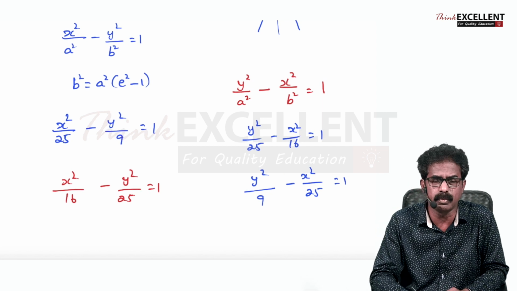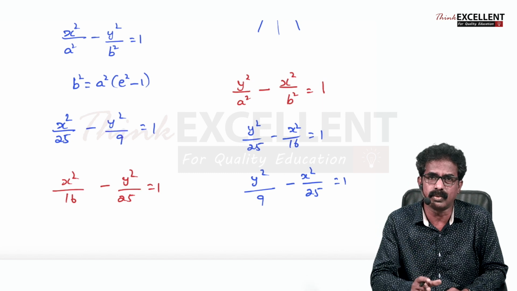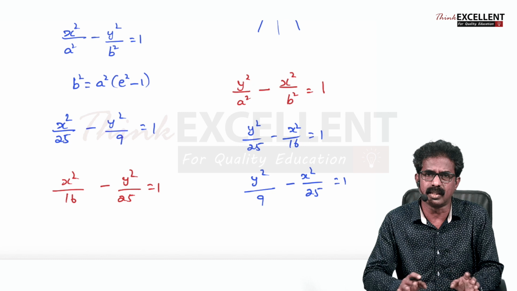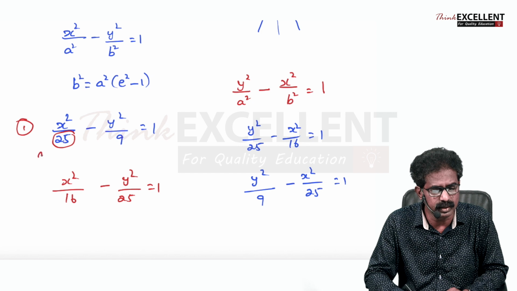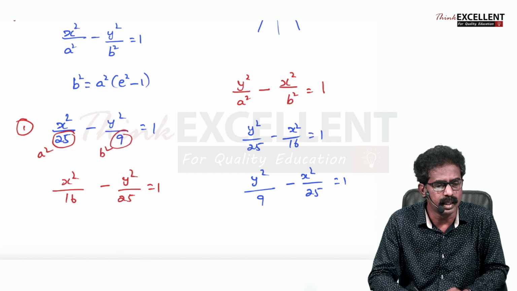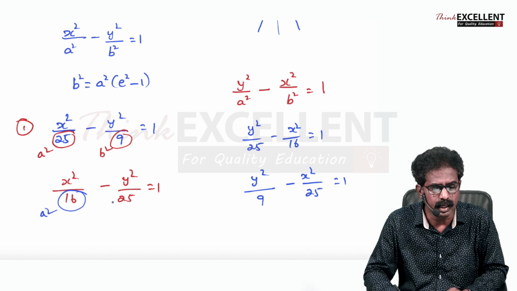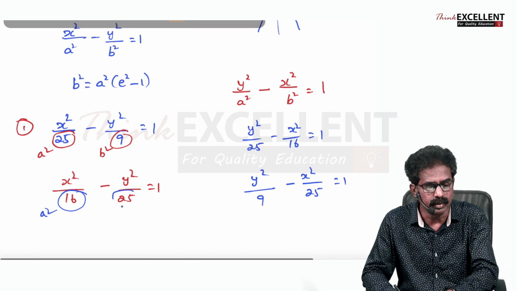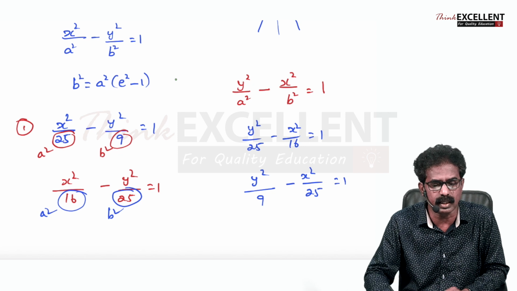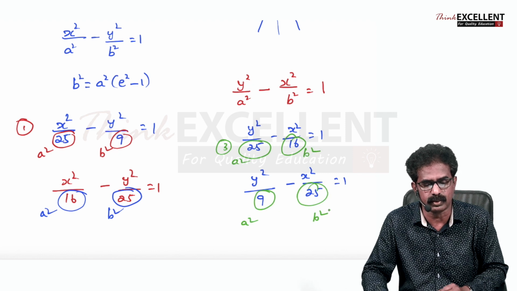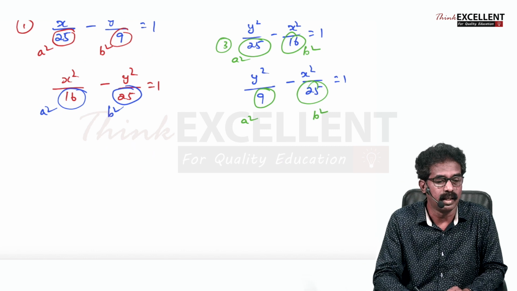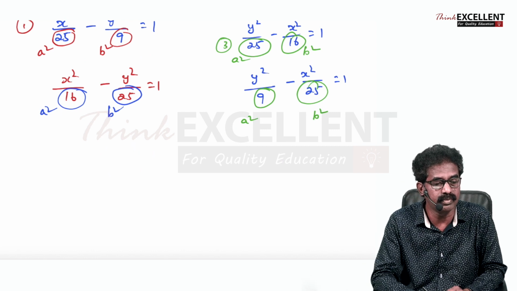But how can I identify a square, b square? First one's denominator is a square, second one's denominator is b square. Don't see whatever you have in the numerator, whether greater or smaller, nothing. So here in this example, a square is 25 and this is b square. In the next one, this is a square and this is b square. Always the first one is a square, second one is b square. Here, the third example, this is a square and this is b square. So this is a major difference in hyperbola. So the identifying is very important.